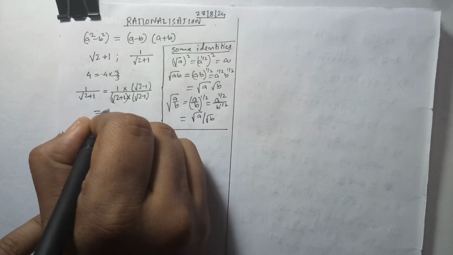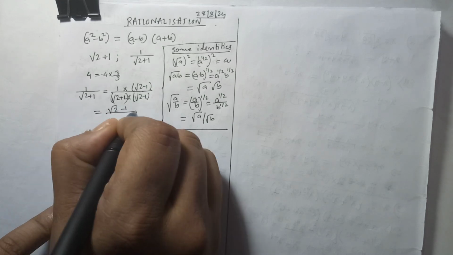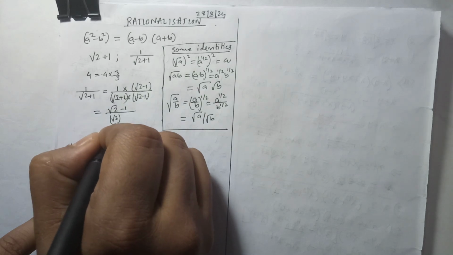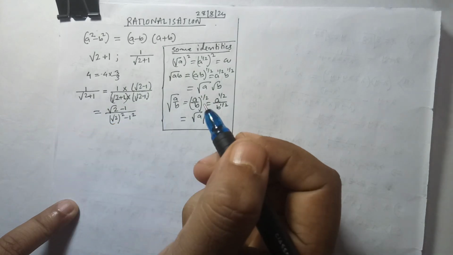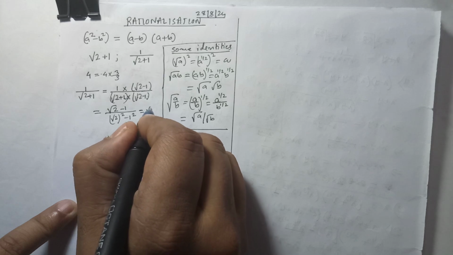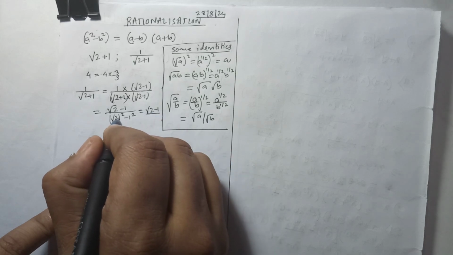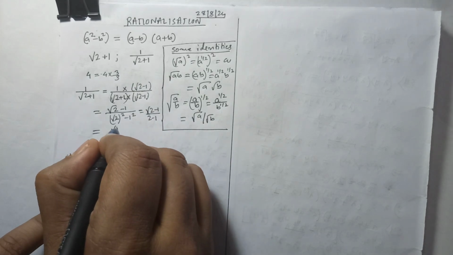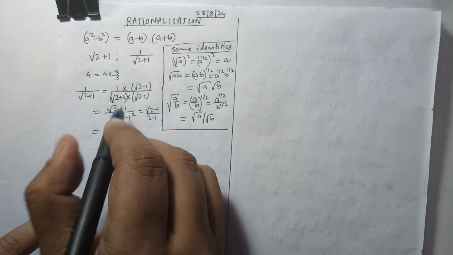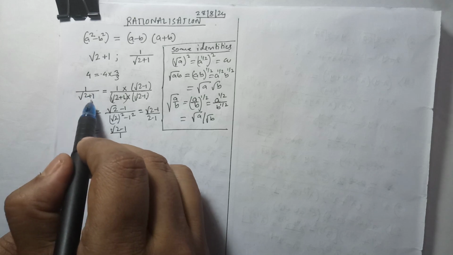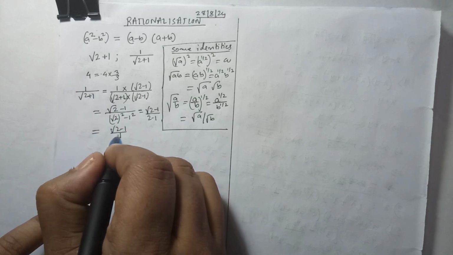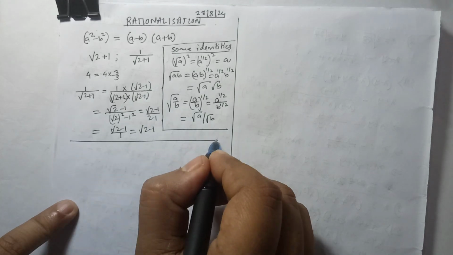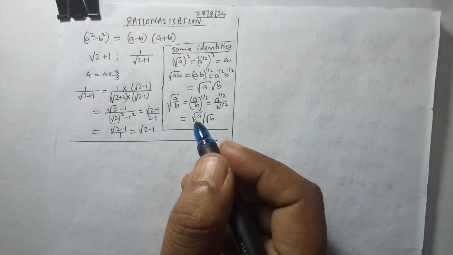So here it is root 2 minus 1 by a plus b into a minus b, so root 2 whole square minus 1 square. Root a whole square is a, so root 2 whole square is 2, minus 1. So it is root 2 minus 1 by 1. So the denominator from an irrational expression I have converted to a rational number, and the answer is root 2 minus 1.